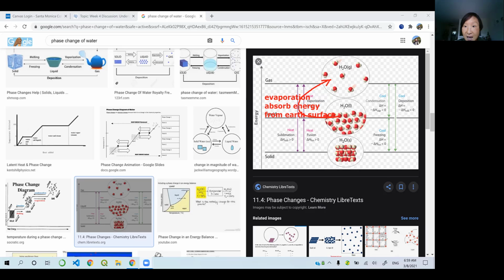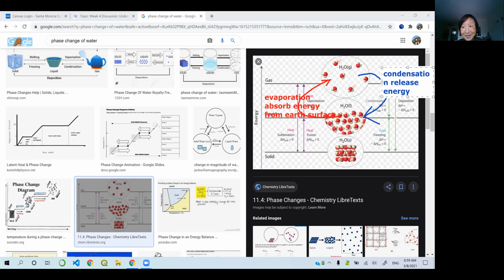And when you see the cloud, condensation is happening. Let me draw an arrow. The gas water becomes liquid water, right? Then you release the energy. So evaporation, condensation, release.